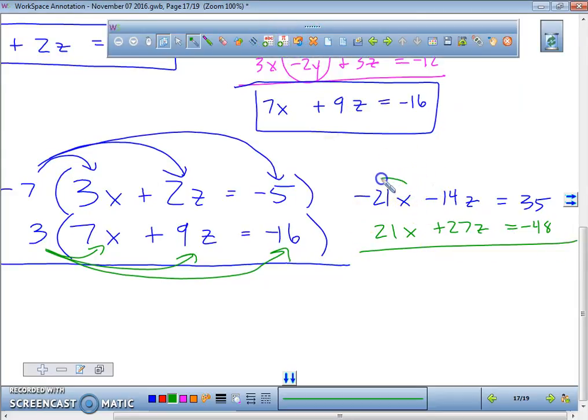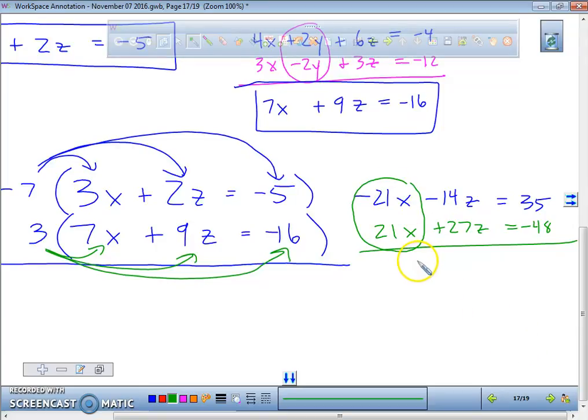Now, the reason why I did that whole process is I wanted to eliminate all of my x's. Now, when I add my z's together, I get a positive 13z. Negative 48 added to a 35 gets me a negative 13. And if you divide both sides by 13, z is equal to a negative 1. Got it. Done. Got the z.